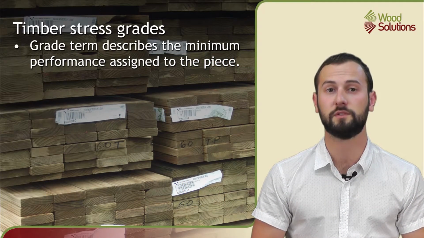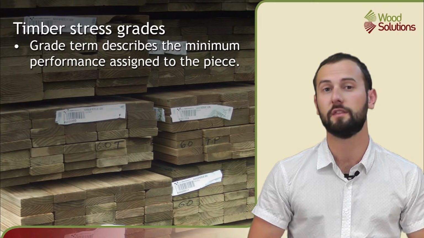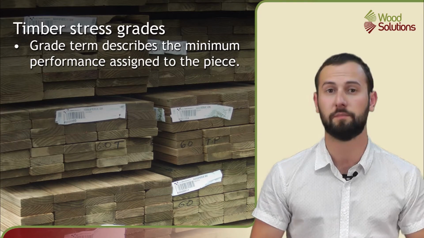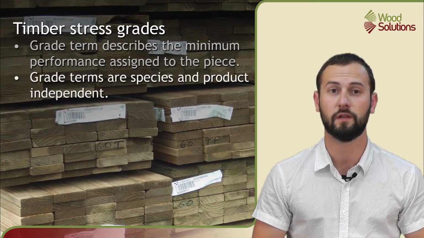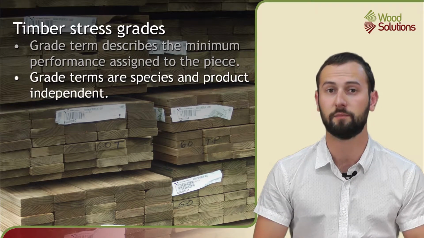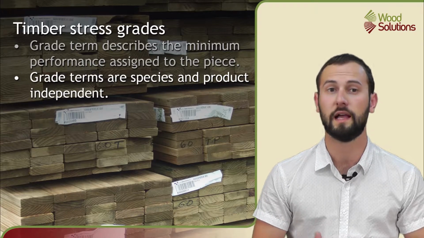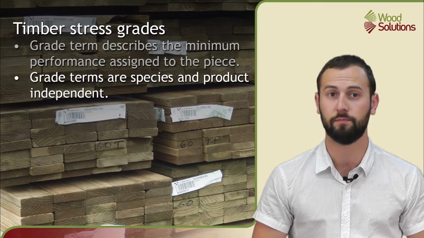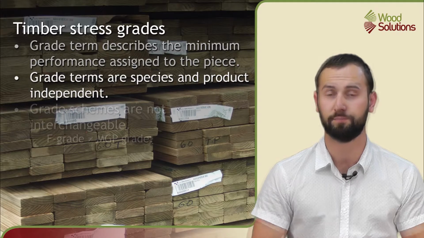There are some key points to remember about grades and grading schemes. First, the grade term describes the minimum performance assigned to the piece. The piece may qualify for a higher grade if it was regraded. Grade terms are species and product independent. A piece of F17 softwood LVL has the same assigned performance as a piece of F17 sawn hardwood. If they are the same size, they are interchangeable in a design.